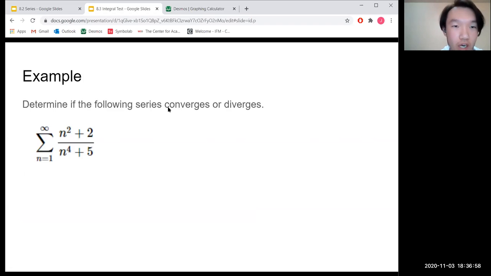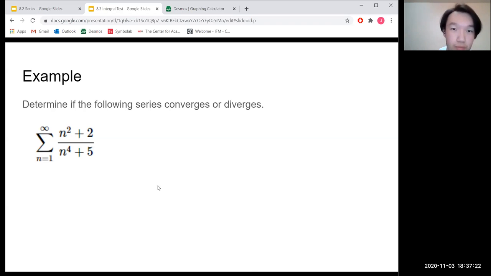But let's see how you can use this. So look at this example here. Determine whether the following series converges or diverges. So this is summation of n squared plus 2 over n to the 4th plus 5. The key here is that you can actually use the comparison test, but in series form.